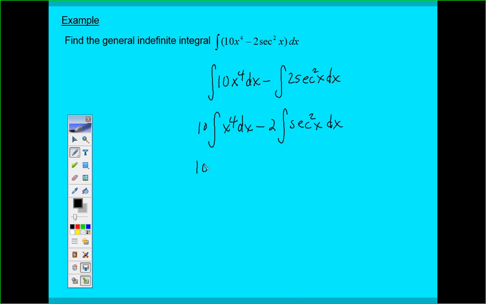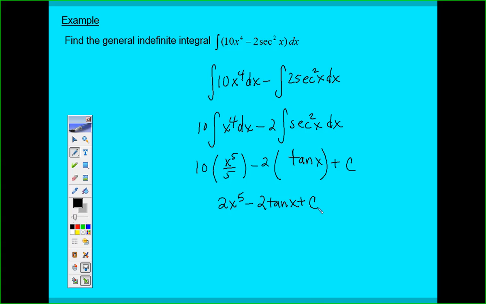Now the antiderivative of x to the fourth is x to the fifth over 5. And the antiderivative of secant squared is tangent of x, and then plus our constant of integration. So if we clean this up a little bit, we'd have 2x to the fifth minus 2 tangent of x plus our constant of integration.